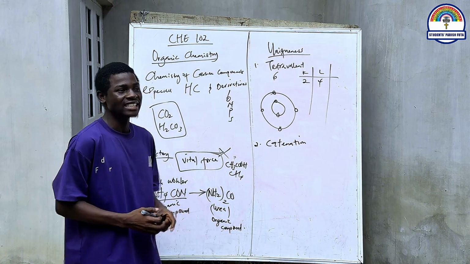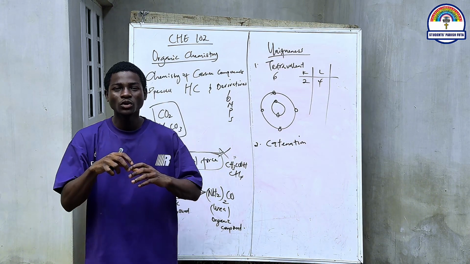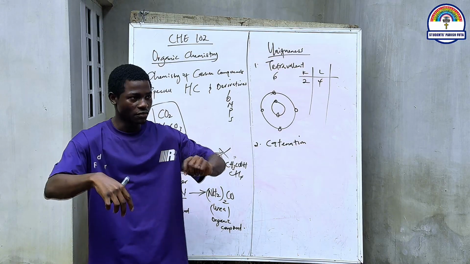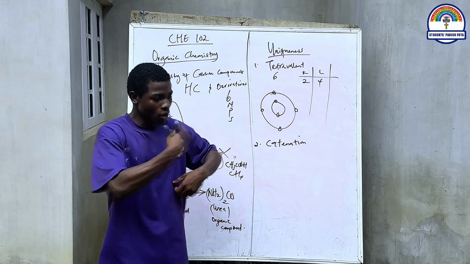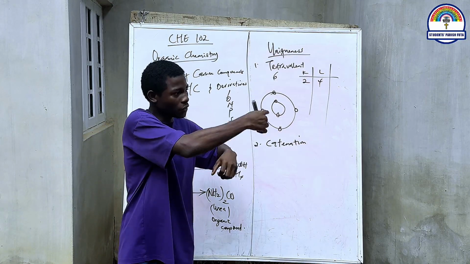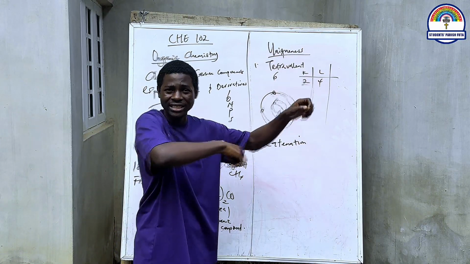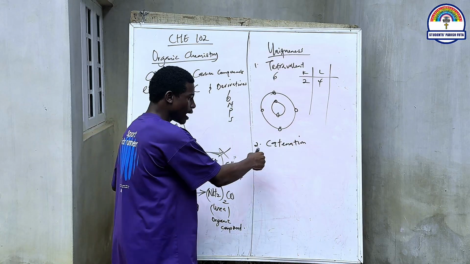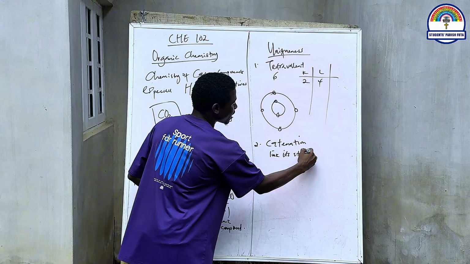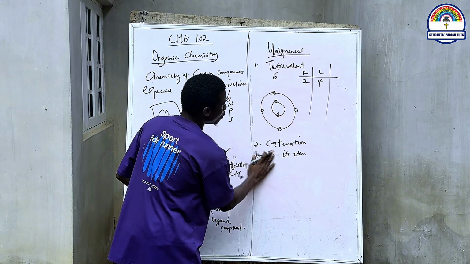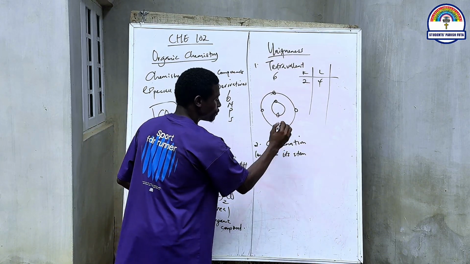Carbon can catenate. Catenation means the ability to form chains of atoms. You should be linking yourself. Let's assume this is you: the ability to link yourself together, the same you. You have multiple of yourself, and then you form chains without breaking. So carbon can do that. It can link its atoms and form long chains of its atoms without breaking.